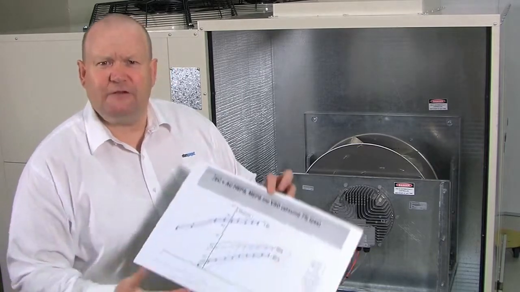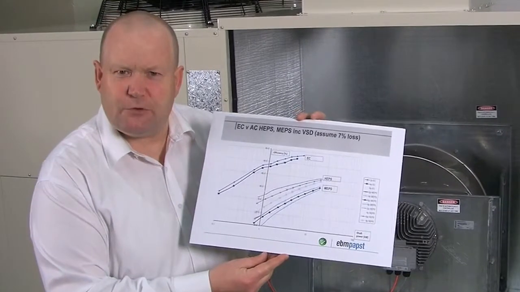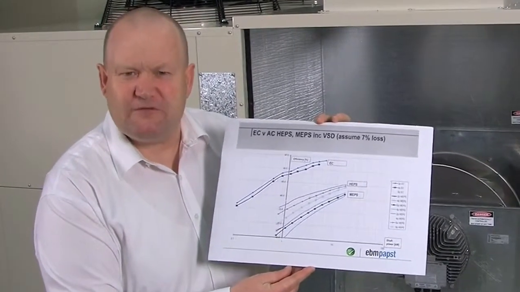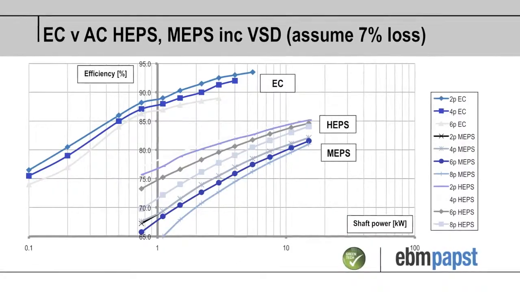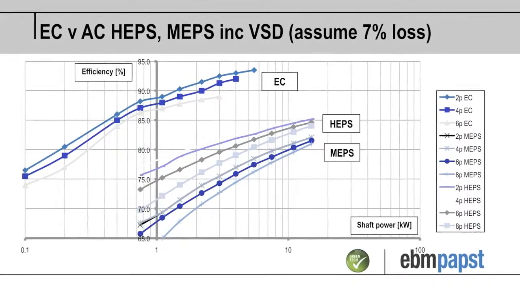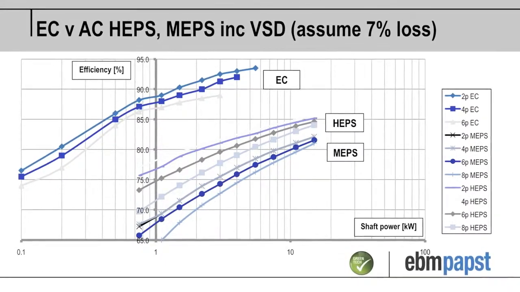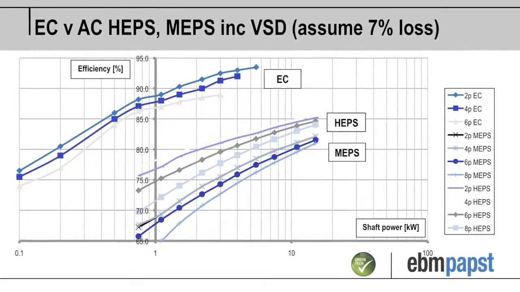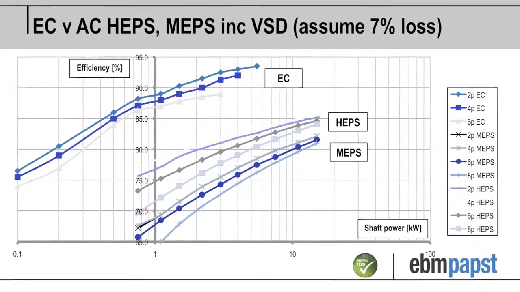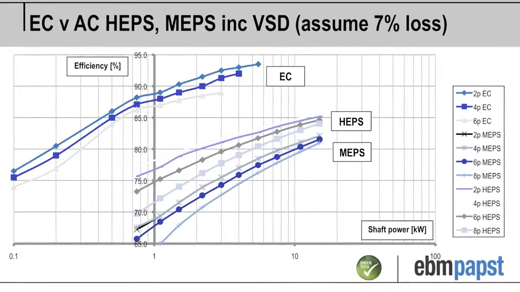To explain that, I've done a graph here showing the efficiency difference between an EC product and MEPS and HEPS three-phase motors. What I've done here is I've made it a like-for-like comparison and put a VSD on the MEPS and HEPS motors, and I've assumed that there are 7% losses in the VSD. Here you can see that the EC motor alone is between 15 and 20% more efficient than a standard MEPS motor with a VSD.